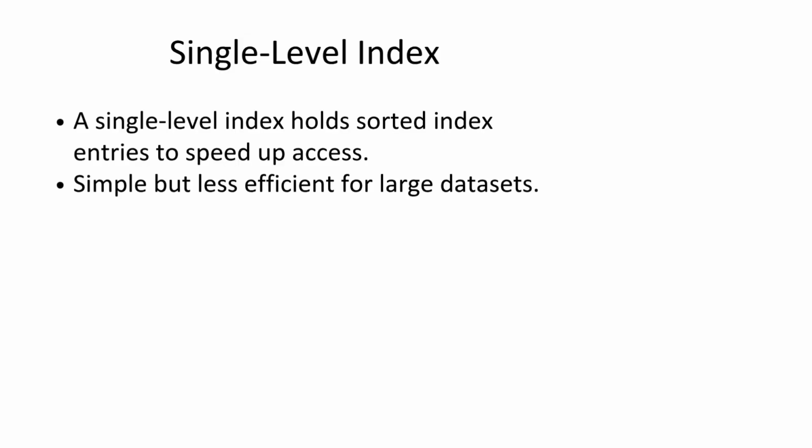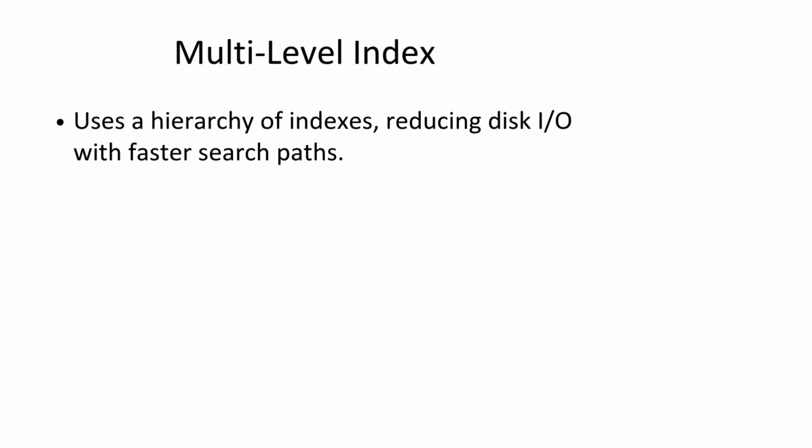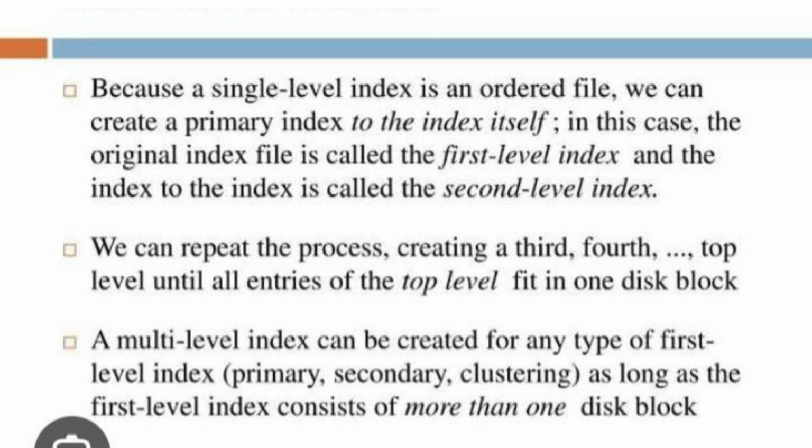Single level index. A single level index has a single data structure, typically a sorted file, that holds index entries. It is simple but not efficient for large data sets as it still requires scanning the index linearly. Multi-level index. Multi-level indexing breaks the index into levels, where the top level index points to lower level index blocks, and so on, until the data. This reduces the number of I/O operations needed, similar to a binary search tree.